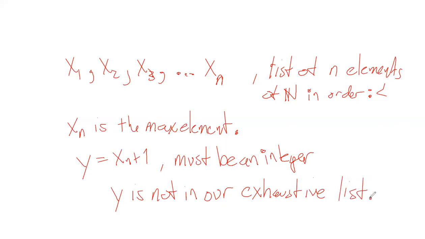So thus we've created an element. If our set was of size n, we found an element that was not in that list of size n, so we've reached a contradiction. Therefore, our premise was flawed. So the set of natural numbers is not finite, therefore it is infinite.